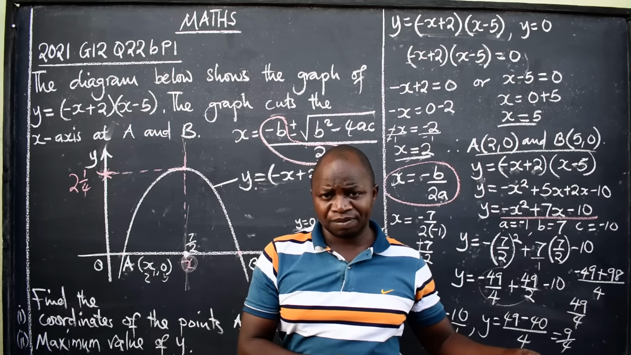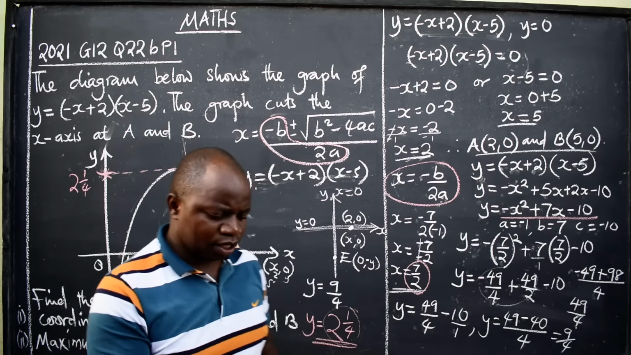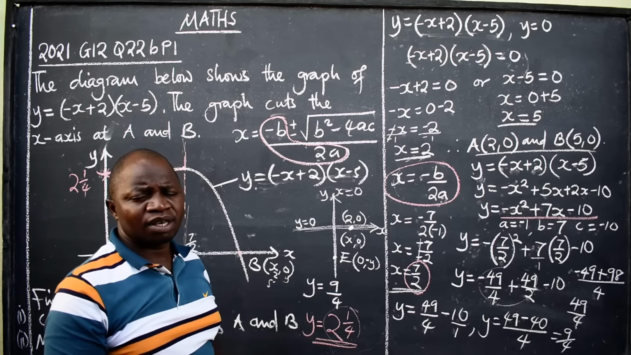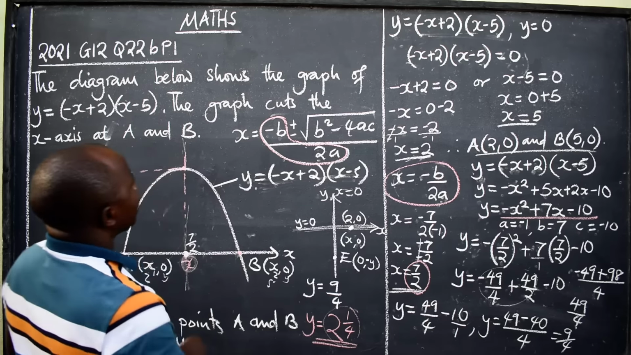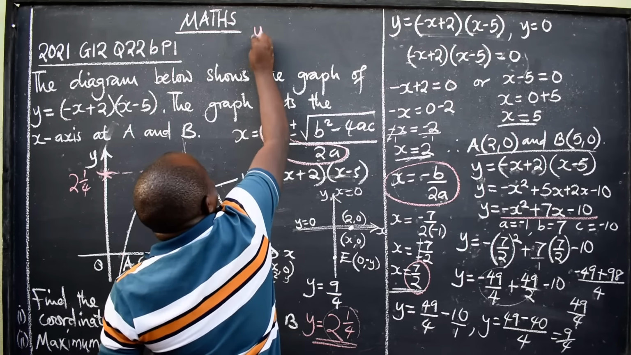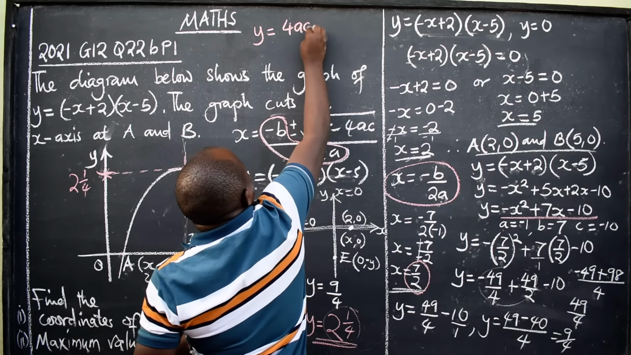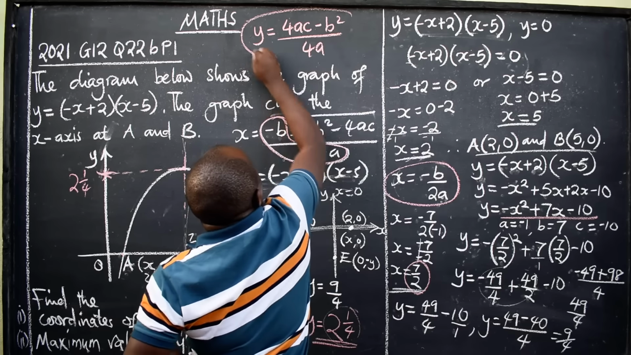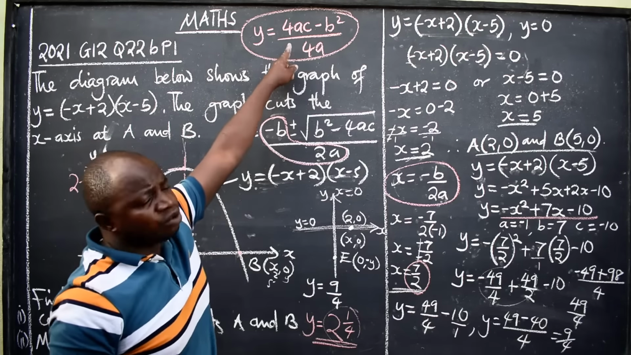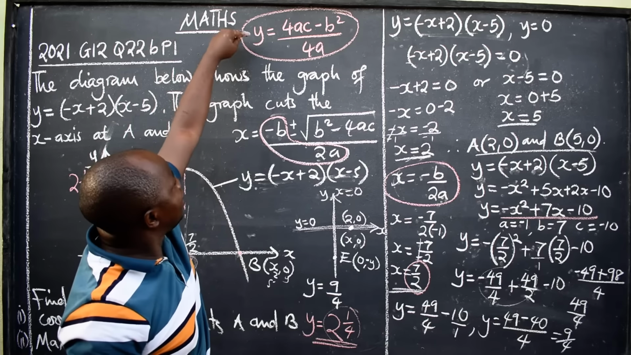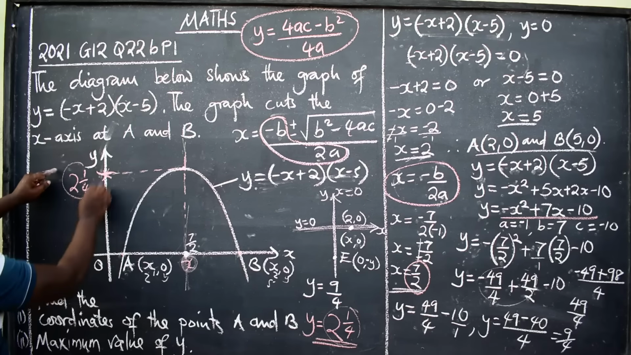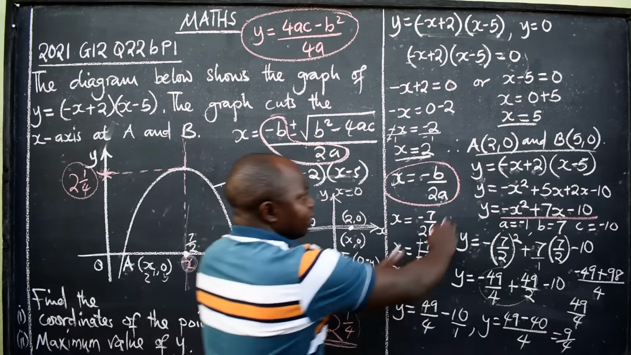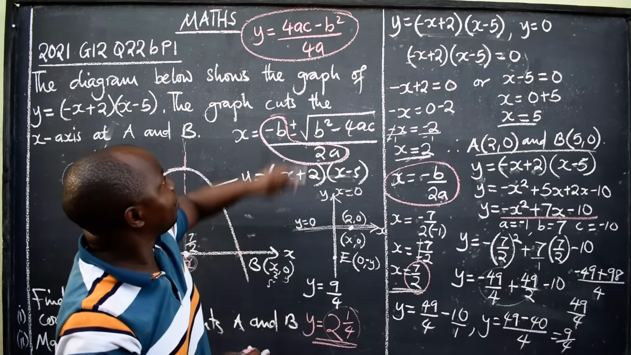That is one way. The other way is by using the formula for this same maximum value. What formula is that? So you can use this one. Y is equal to 4AC minus B squared over 4A. So you can use this one. How do you go about it? This one will give you directly this answer here. That's why I said two ways. One way is by going this far. Then the other one is by going direct to this formula.